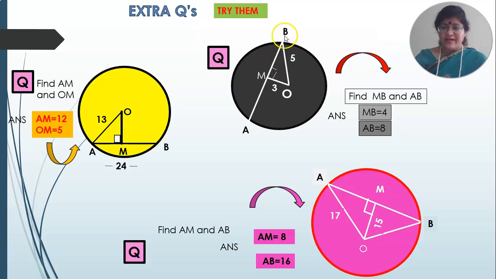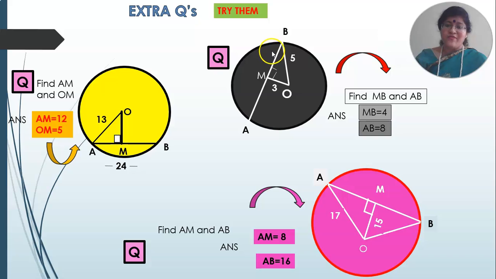You have to find out MB, and you have to find out AB. Hypotenuse OB is already known to you, that is 5. OM is perpendicular to BA and OM is 3. So this becomes a right angle triangle BMO. By Pythagoras theorem, you will find out MB. You will get MB as 4.